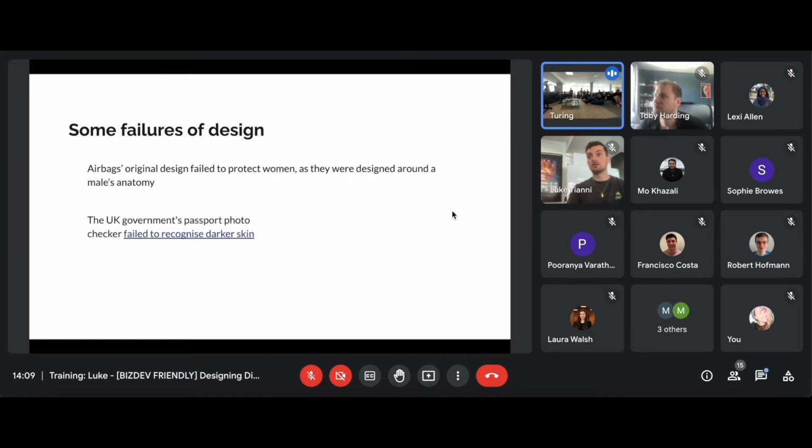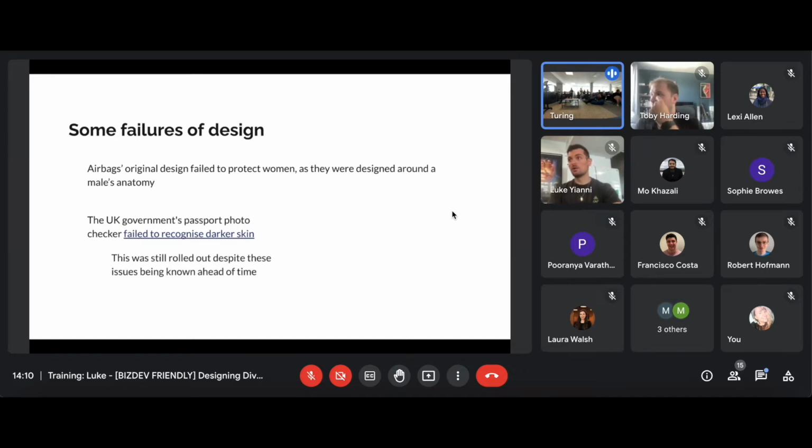The UK government a few years ago released a passport photo tracker, and it failed to recognize darker skin. It sort of tells you, okay, is this photo viable as a passport photo? And often for people with darker skin, it would say no, retake it, take another one. But for lighter skin, it would say yes, your photo's fine. And this was still rolled out. That's the main issue.